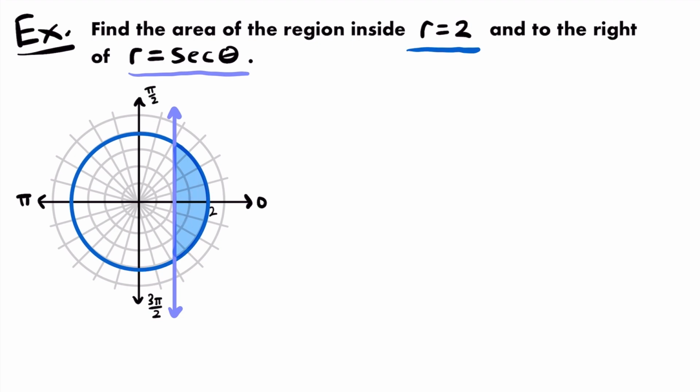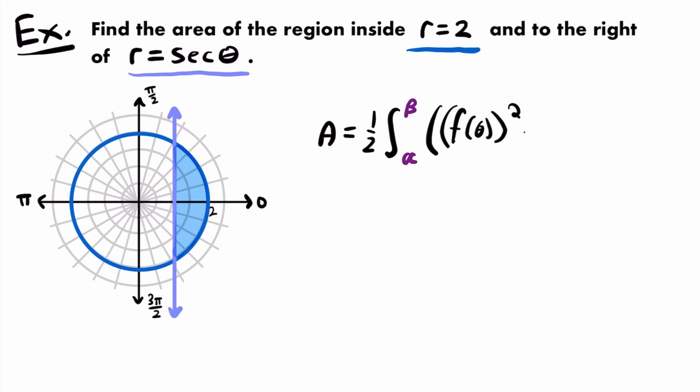Well, since we have an area between two polar curves, we can use the following definite integral. The area is equal to 1/2 times the integral from alpha to beta, where alpha and beta are the two angles of theta that the region lies between. And we'll talk about that in just a little bit. But then inside the integral, we will have f of theta squared minus g of theta squared times d theta.